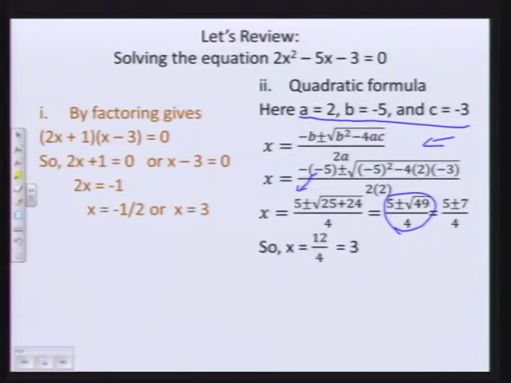And finally, our final step is that we're going to see if we take the 5 plus 7, we'll get 12 over 4. That gives us 3. If we take the 5 minus 7, that gives us negative 2 over 4, which gives us negative 1/2. And so therefore, we verify our solution.